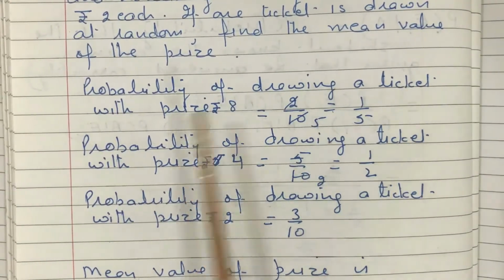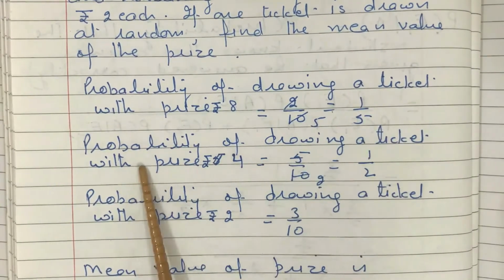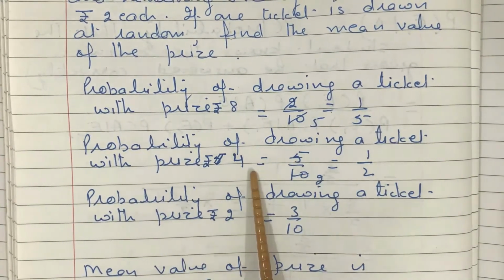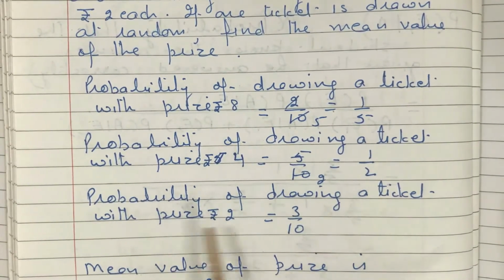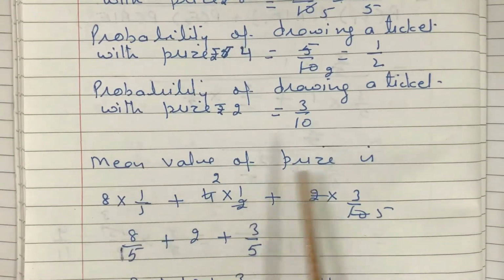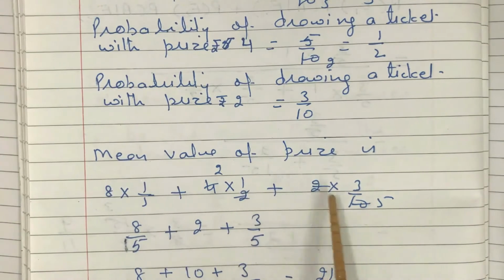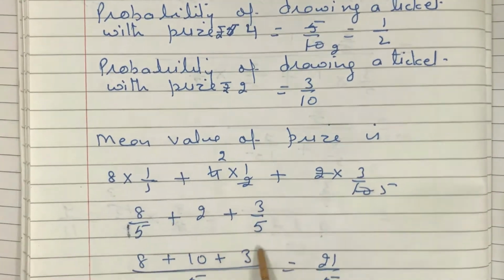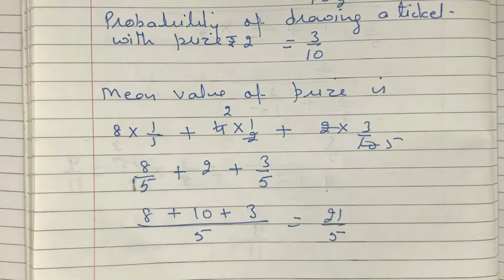Probability of drawing a ticket with price 8 is 2/10, that is 1/5. Probability of drawing a ticket with price 4 is 5/10, that is 1/2. Probability of drawing a ticket with price 2 is equal to 3/10. Now you find the mean value of the price: 8 into 1/5 plus 4 into 1/2 plus 2 into 3/10. Just do the calculations, you will get 21/5. So that is the answer.